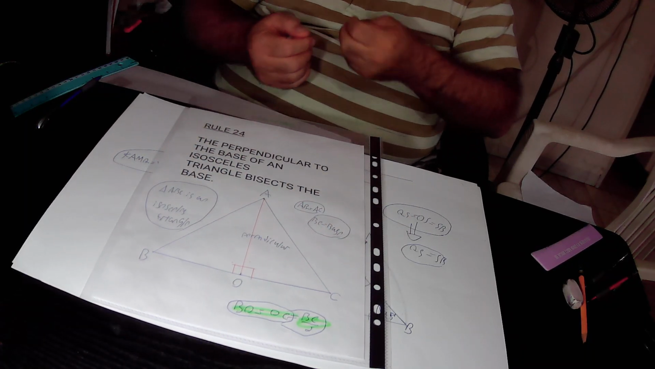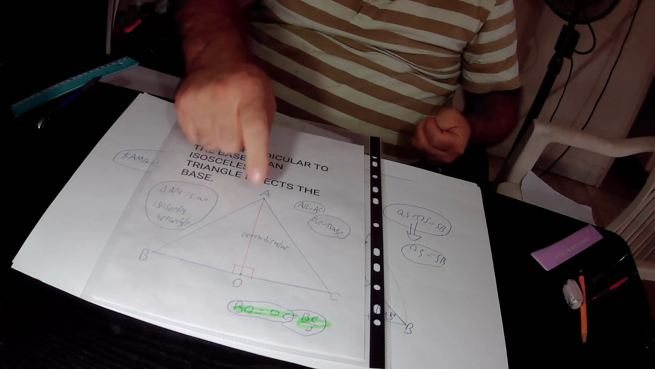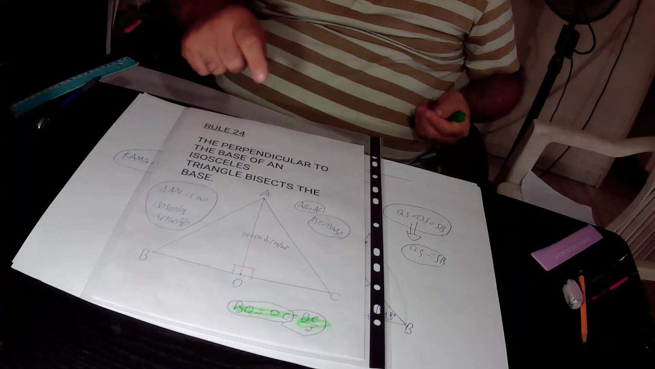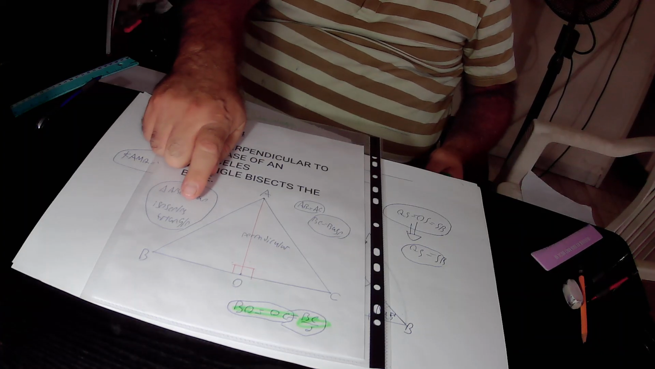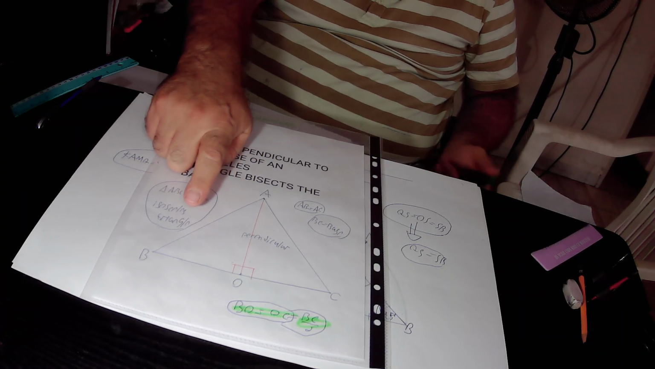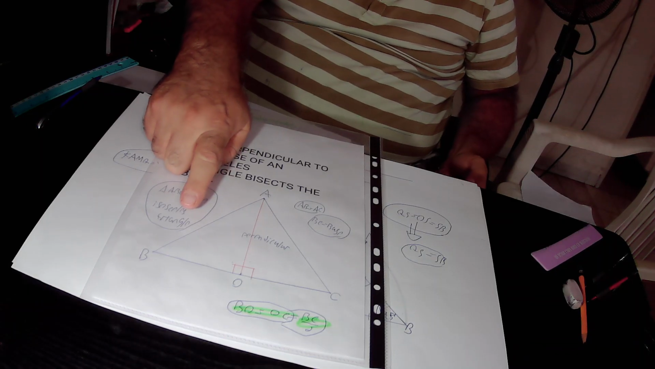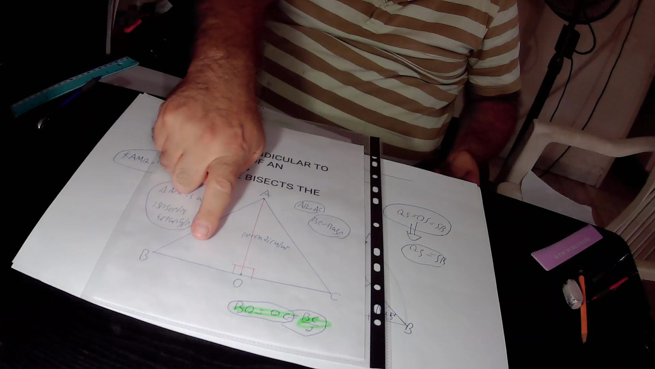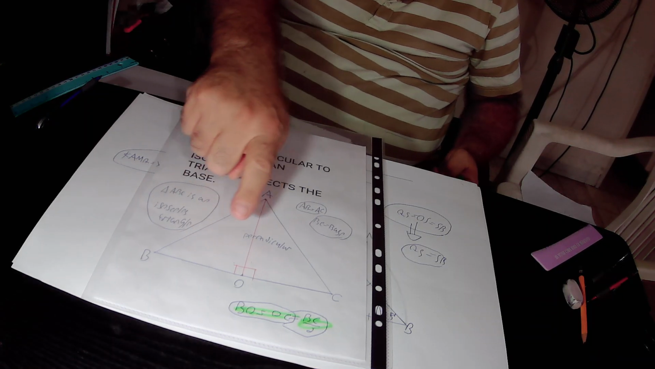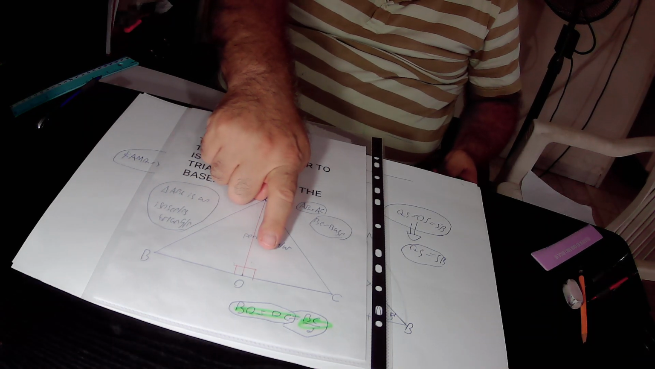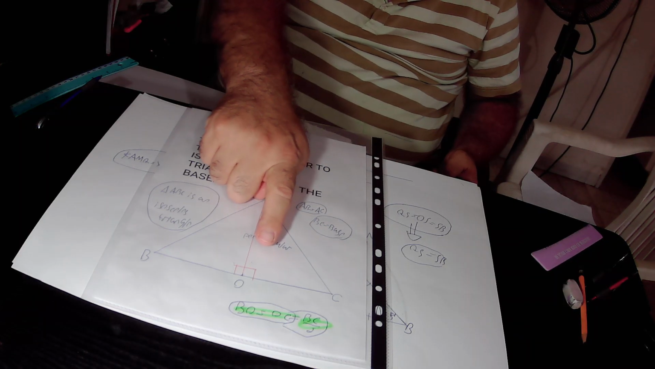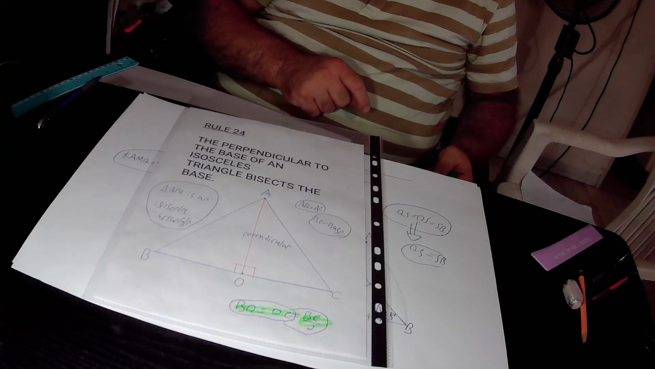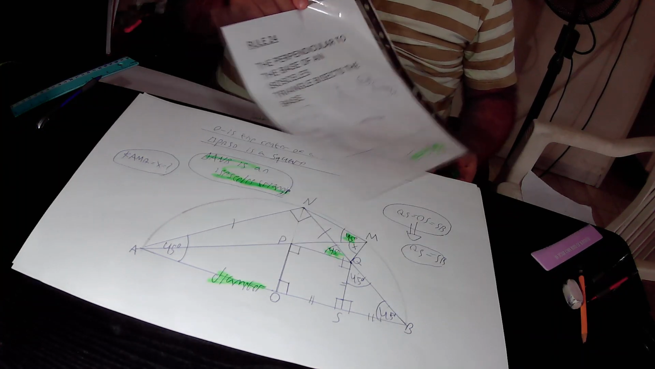And according to rule 24, the perpendicular AO to the base BC bisects the base BC. That is to say, it divides the base BC into two halves. Because it bisects the base BC, each half must be equal to BC over 2. So the first half is BO, that is equal to BC over 2. The second half is also equal to BC over 2. So we can actually implement rule 24 in our drawing.